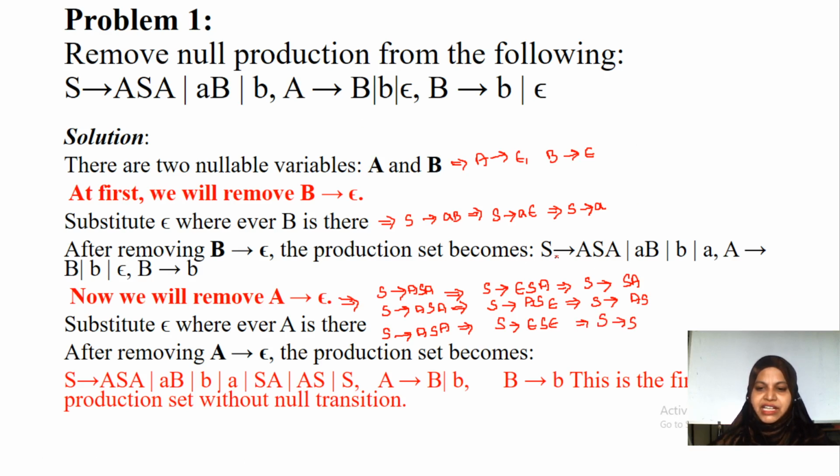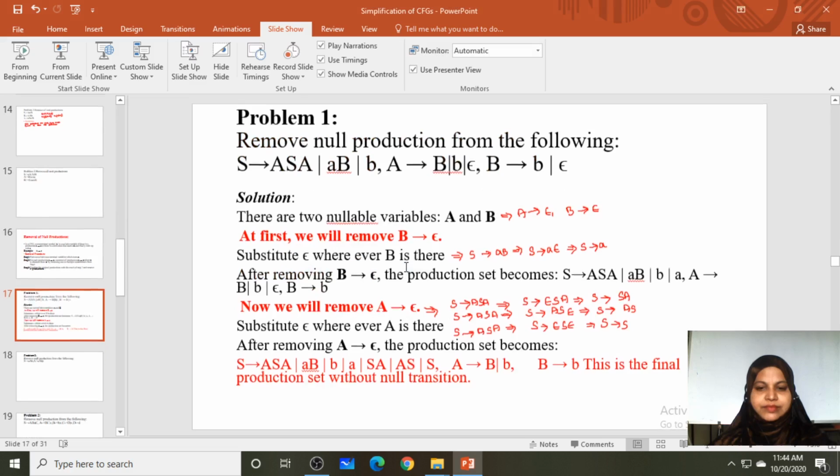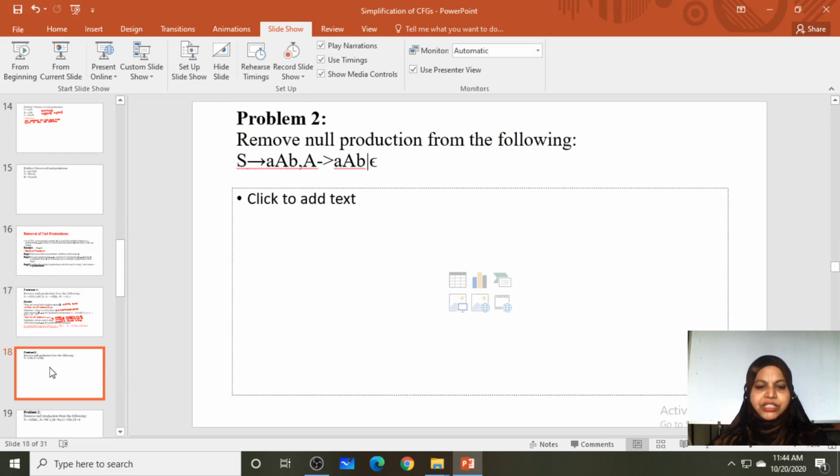So my productions are S tends to ASA. After removing A tends to epsilon, my productions become S tends to ASA, AB, B, A. Now I'm going to add this one, SA, AS and S. A tends to B is there, B tends to B. This is my final set of productions without null productions for the given CFG. In this way, we are going to remove the null productions.